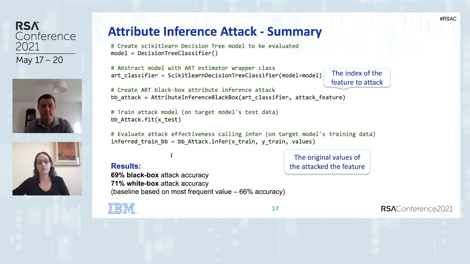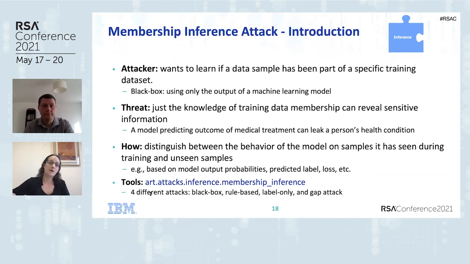This is a short recap of what we just saw in the notebook and the results that we were able to achieve. And now I'm going to talk about a second type of attack called membership inference. Here we assume that the attacker has complete knowledge of a specific sample. And what they want to find out is whether it was part of the training set of a model or not. In this case, again, there are 2 possible modes of attacking, black box and white box, same as before. In ART at the moment, there are only black box attacks.